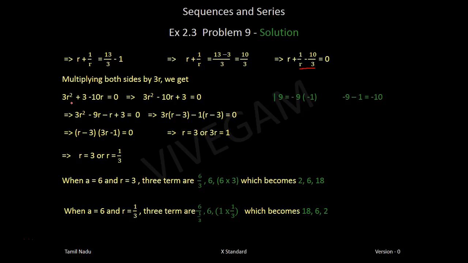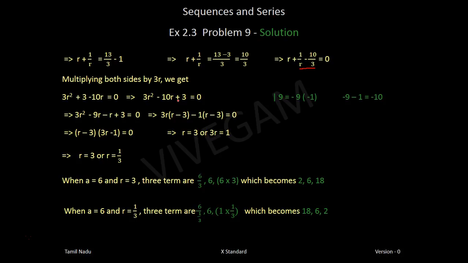Okay. And okay, 3r square, I think there is a mistake. This has to come here and this has to be here. It's interchanged while typing. So 3r into r is 3r square, and 1 by r into 3r, r and r will cancel. So 1 into 3 is 3. Okay, and then this will be into 3r means 3 will get cancelled. You will get minus 10r.